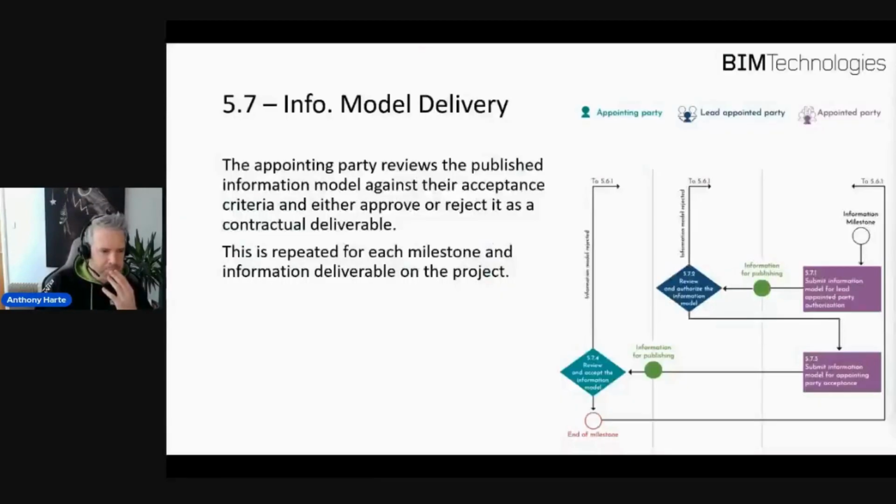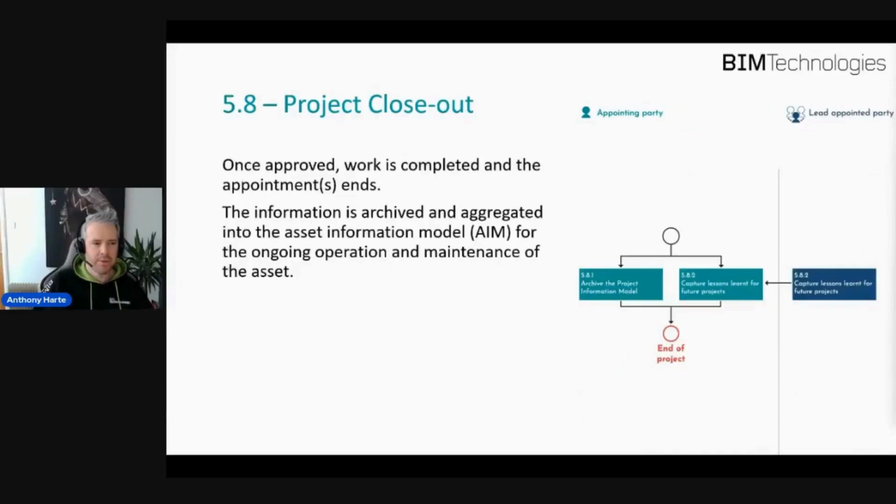So back into 5.7, which is the information model delivery, where the appointing party or the client should review that published information and make sure it's been checked against that criteria that was set out. And that's part of what BIM Tech would be doing as an auditor, and making sure that those are fit for purpose and answer the client's requirements.